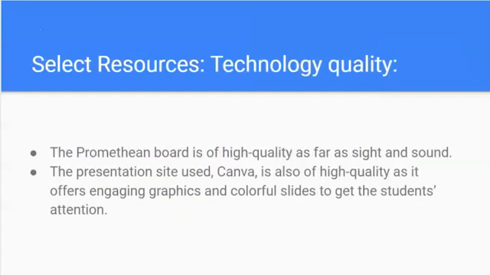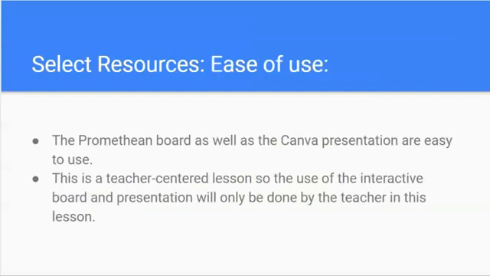Technology quality. The Promethean board is of high quality as far as sight and sound. The presentation site used, Canva, is also a high quality site. It offers engaging graphics and colorful slides so that the students may listen attentively.